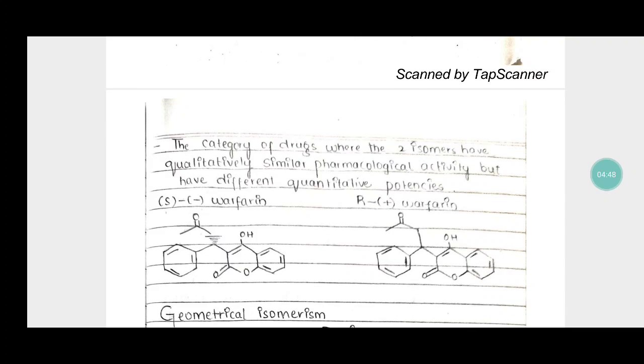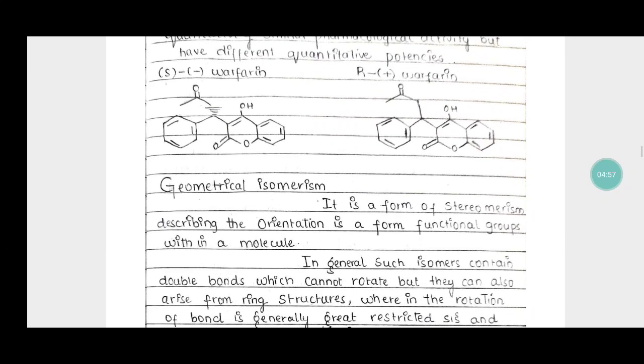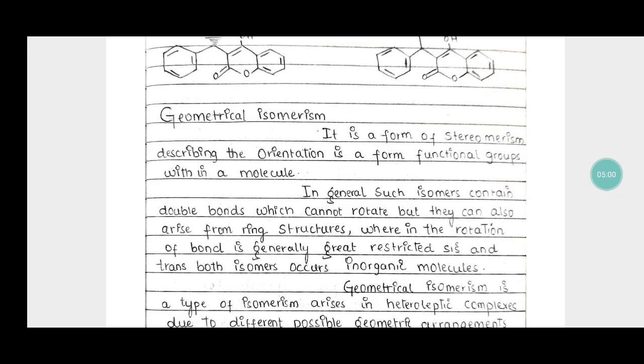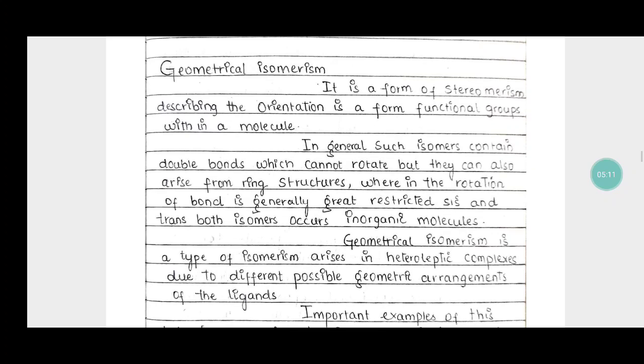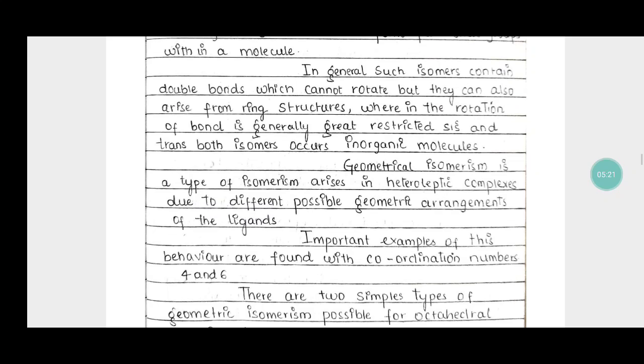The category of drugs where the two isomers have qualitatively similar pharmacological activity but different quantitative potencies. So geometrical isomerism is a form of stereochemistry describing the orientation of functional groups within a molecule. Geometrical isomerism is a type of isomerism that arises in heteroleptic complexes due to the different possible geometric arrangements of the ligands.